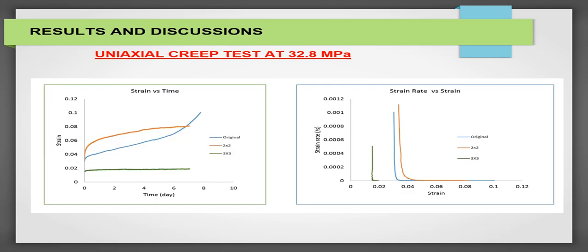Let us now look at the results and discussions. The first one we are looking at is the uniaxial creep test at 32.8 megapascal constant stress. As you can see, the original sample creeps the most after a few days, approaching the secondary creep if you compare to the typical creep curve that we showed at the beginning, while the 2 by 2 and 3 by 3 samples are still at the primary creep.